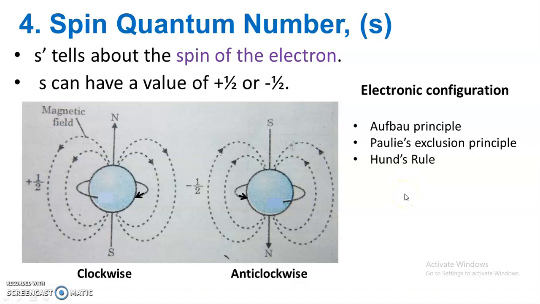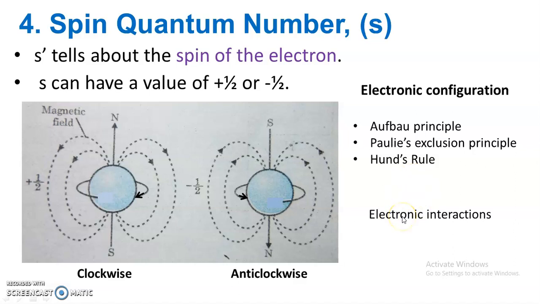And Hund's rule of maximum multiplicity is applicable for the filling of electrons in degenerate orbitals like p, d, f, etc. According to Hund's rule, there is no pairing of electrons unless all the available orbitals of equal energy are singly occupied. Or, the electrons occupy the orbitals with parallel spin first before being paired. This is Hund's rule. So electronic configuration is based on these three principles or rules.